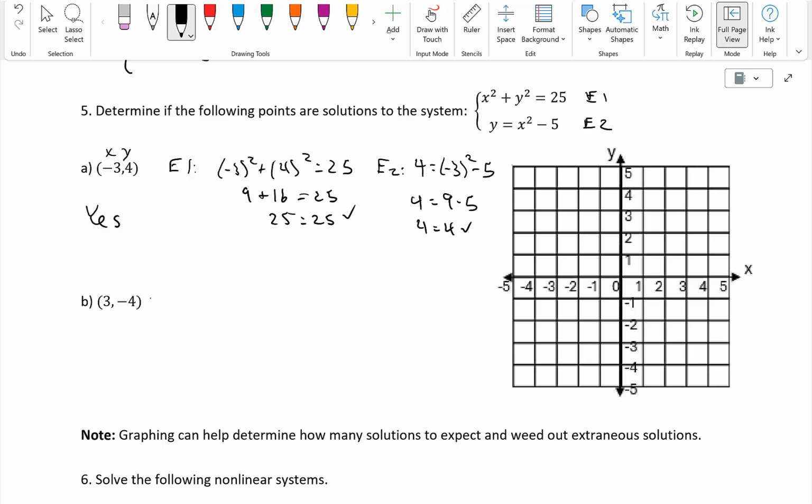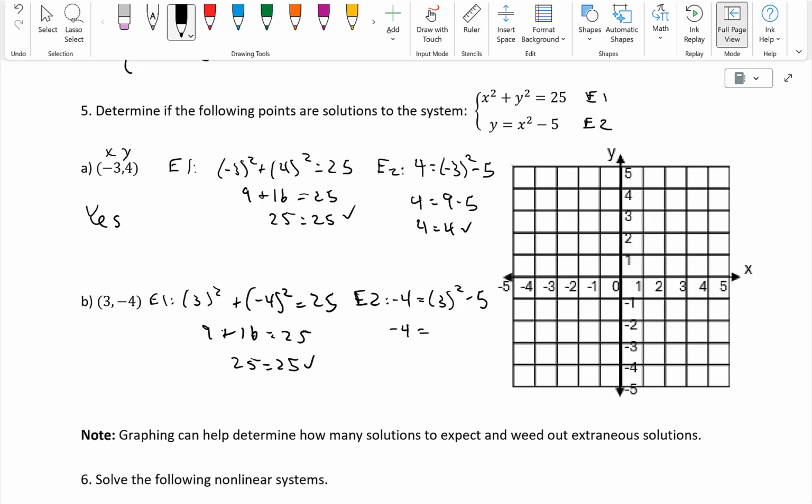And for 3, negative 4, if I sub into equation 1, I get a 3 squared plus a negative 4 squared equals 25, which gives me a 9 plus 16 again. When I square, I get those positive values, and 25 is still equal to 25, so that one's good. In equation 2 here, I get a negative 4 equal to a 3 squared minus 5, or negative 4 is equal to 9 minus 5, which reduces to 4, and negative 4 is not equal to 4, so no, we do not have a solution here.